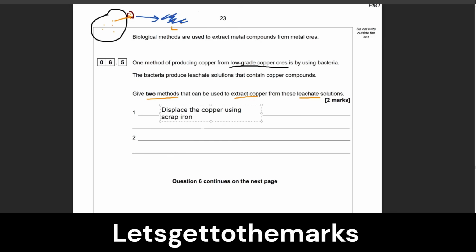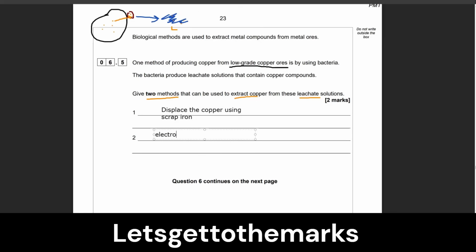Now, do you have to say scrap iron? No. Any metal that is more reactive will work, but in theory, it's better to use some cheap old iron that you don't need anymore. Iron is higher up in the reactivity series than copper, and it will join with the other elements of the solution and push the copper out. And so you'll get the pure copper.